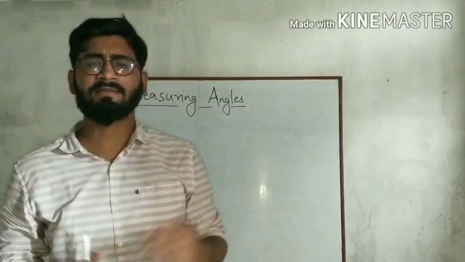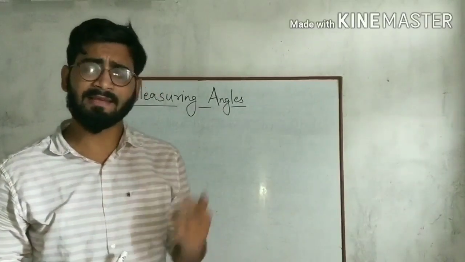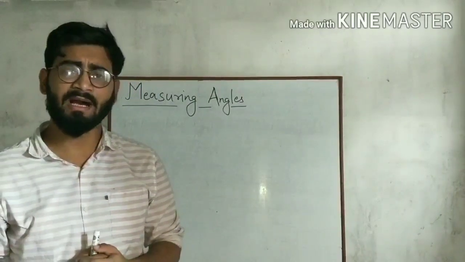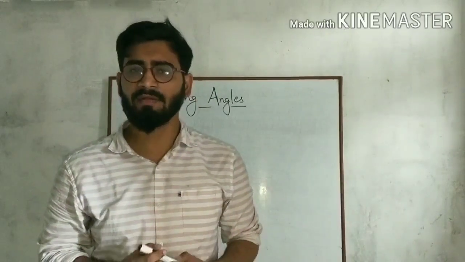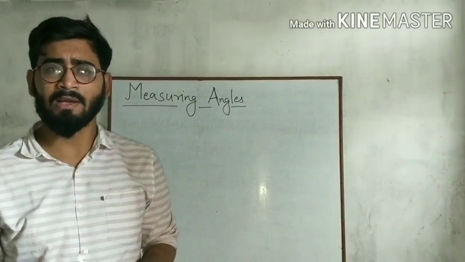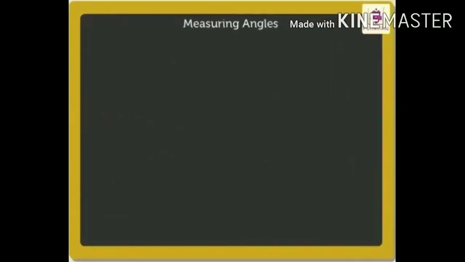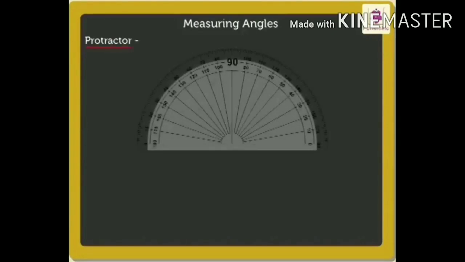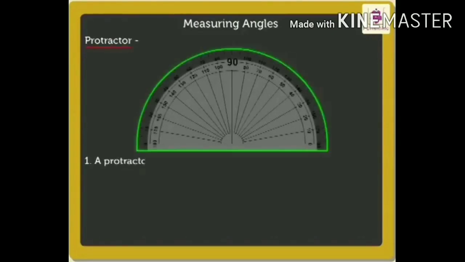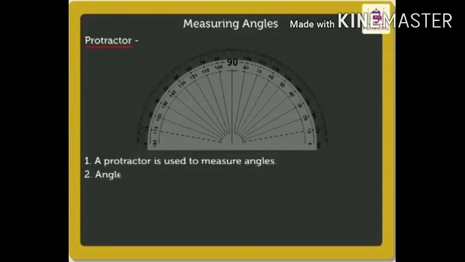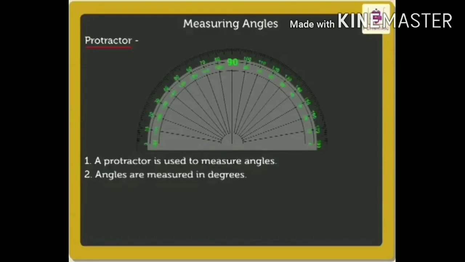As we have already studied various types of angles, now we are going to study how to measure the angles with the help of protractor. Today let's learn how to measure an angle. Let us begin by learning about the geometric instrument protractor. 1. A protractor is used to measure angles. 2. Angles are measured in degrees.